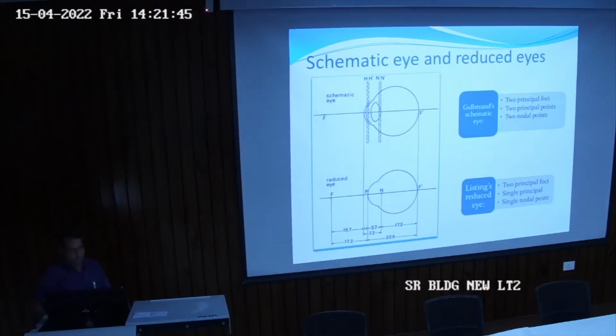There are two types of eye: schematic eye and reduced eye. So in Gullstrand schematic eye, there are two principal foci, two principal points and two nodal points. While in Listing reduced eye, there are two principal foci, a single principal point and a single nodal point.